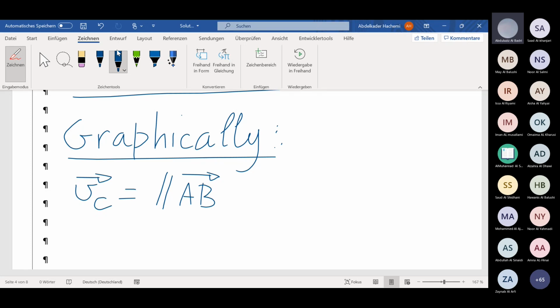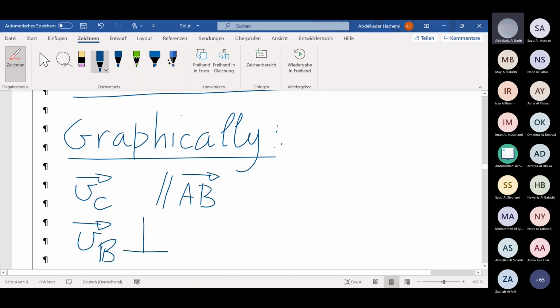Okay, this is parallel. Now calculation of VB. We know that VC here is, sorry, it's not equal, it's parallel. And VB here is perpendicular to MB.